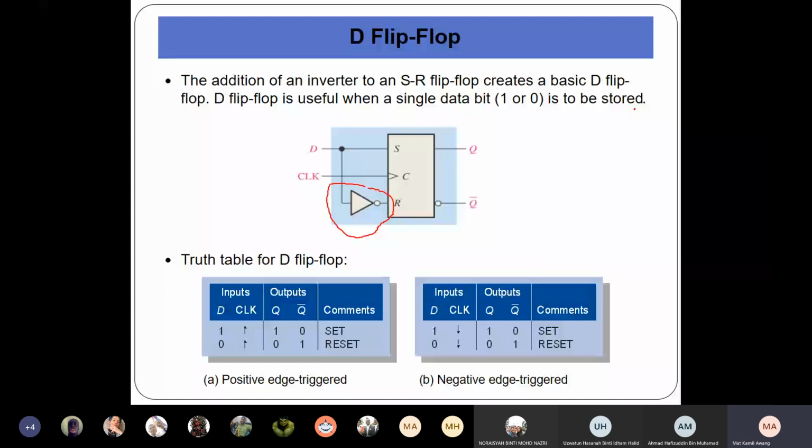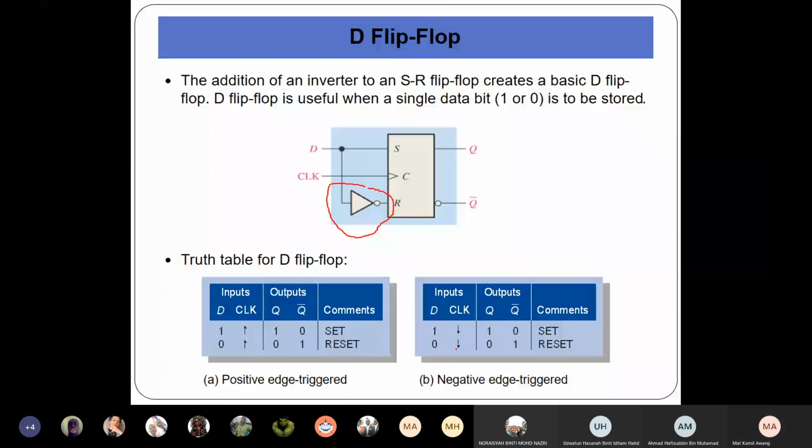So the truth table is that when D is 1 and clock is triggered, then Q is 1, is set. And of course, Q bar is 0 because it's the complement of Q. When D is 0 and clock is triggered, then the output Q is 0 and Q bar is 1. So it's a reset. This is the positive triggered.